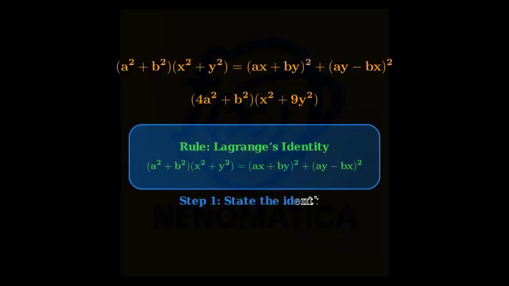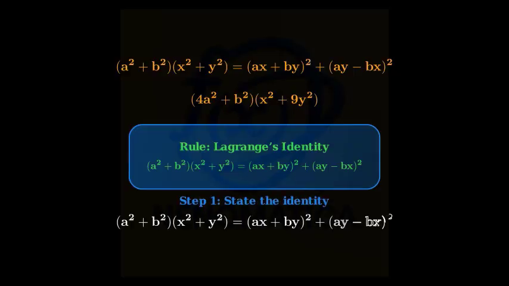Lagrange's identity says, left parenthesis a squared plus b squared right parenthesis times left parenthesis x squared plus y squared right parenthesis equals left parenthesis ax plus by right parenthesis squared plus left parenthesis ay minus bx right parenthesis squared.